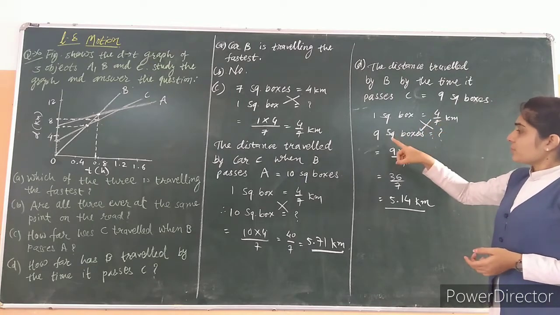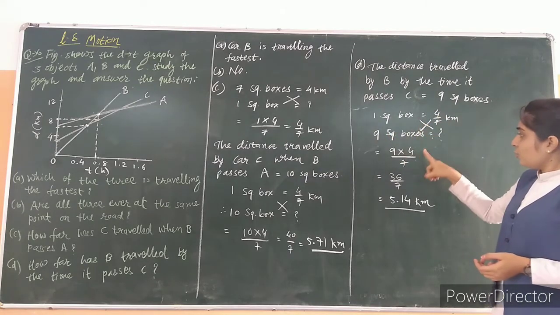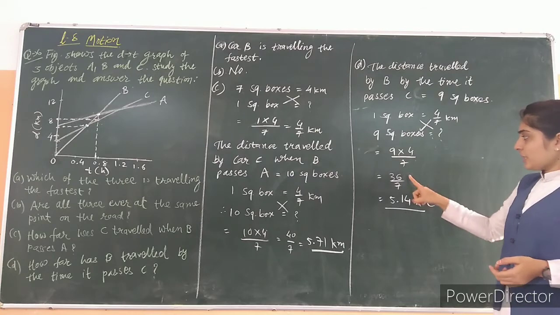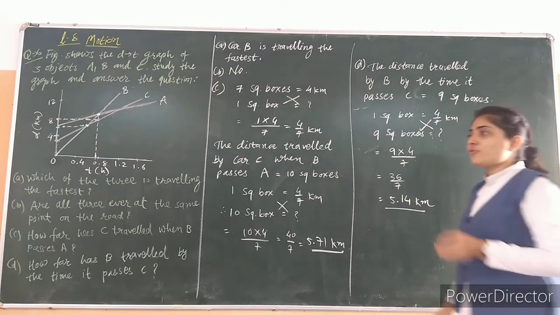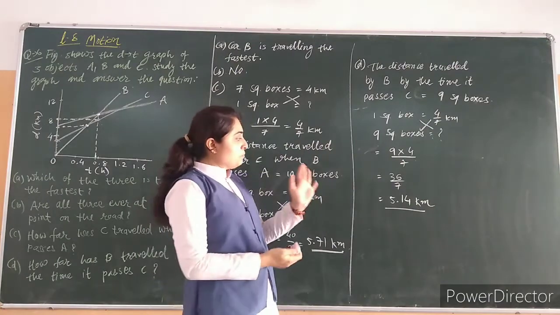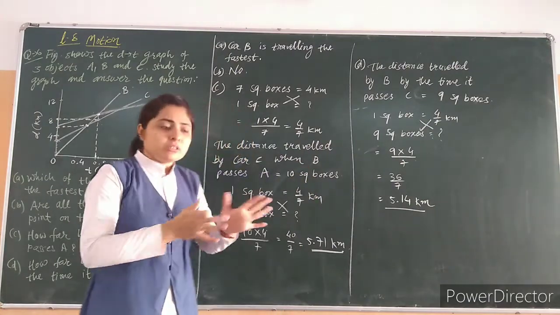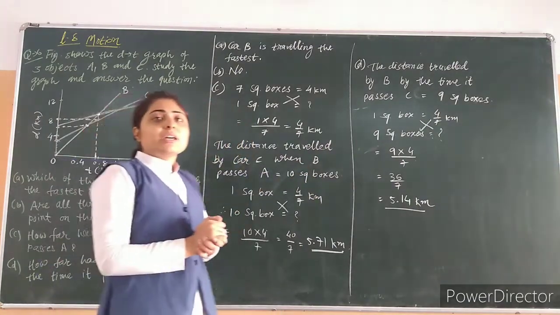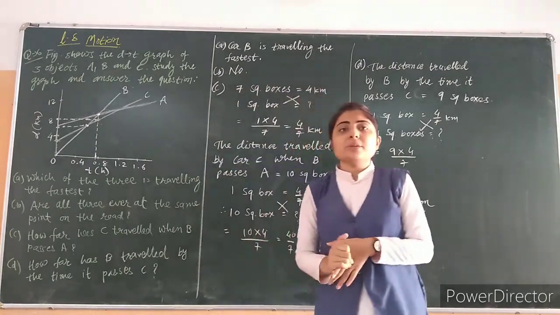Take the cross product: 9 into 4 by 7. 9 4s are 36 by 7, which equals 5.14 kilometers. So we can calculate it. This is how graph-based questions can be answered.